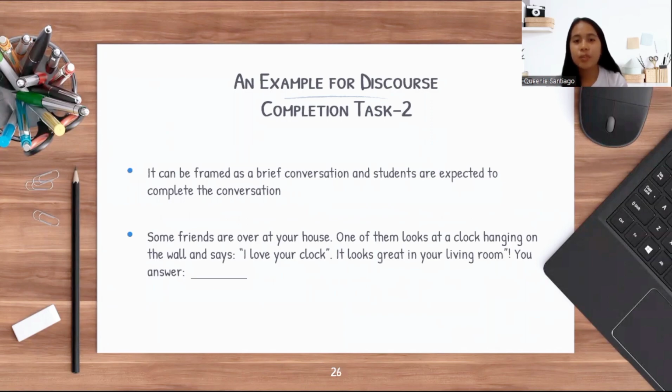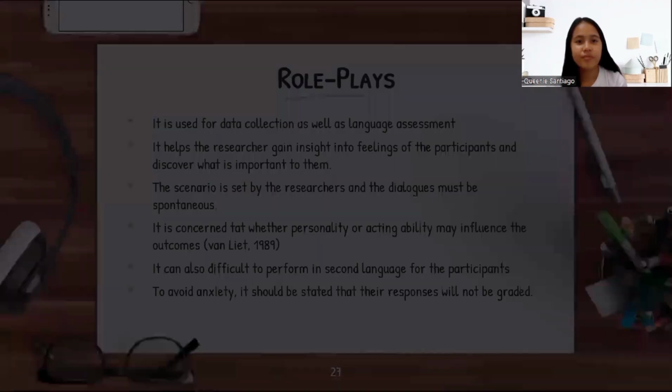Another example of discourse completion task. It can be framed as a brief conversation and students are expected to complete the conversation. Some friends are over at your house. One of them looks at the clock hanging on the wall and says, "I love your clock. It looks great in your living room." And your answer.